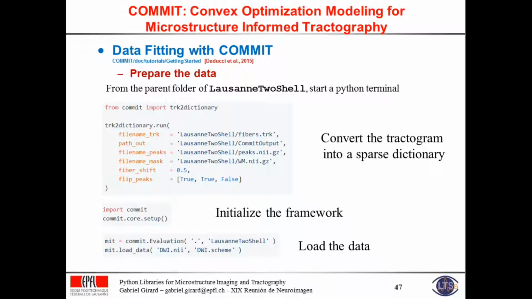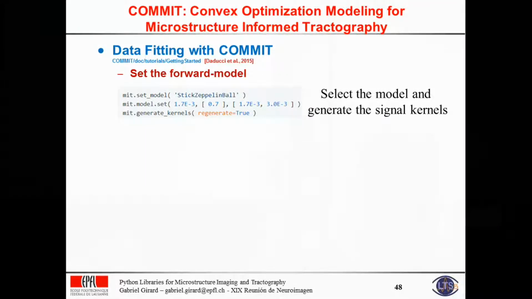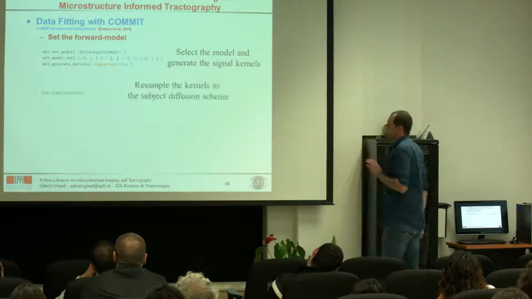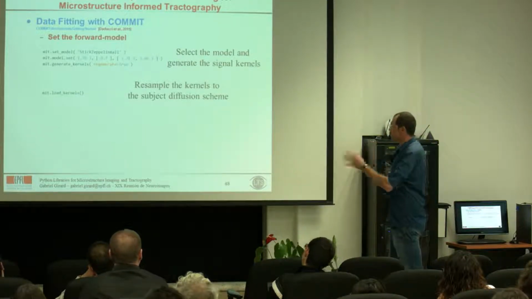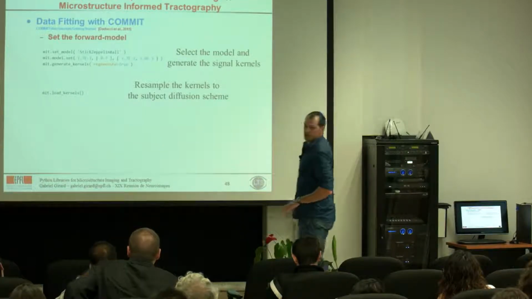You set your evaluation folder, in this case Lausanne2 shell, DWI, diffusion scheme. You set the forward model as in AMICO. In this case, the stick, Zeppelin, and ball model. It could be the cylinder, Zeppelin, ball model, or ball and stick model. All of those models are there for COMMIT. You can set the parameters of those different compartments. Again, you can use the default if you want. You generate the kernels. You put the kernels in the diffusion space. So you sample the kernels on the same diffusion images that you acquired before.